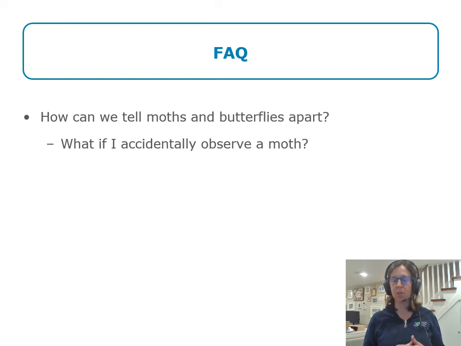If you accidentally observe a moth, it is totally fine. In fact, I would love it if you accidentally observe moths because I love people observing all kinds of insects, not just butterflies. But the important thing is that our Butterfly Blitz project on iNaturalist is set up to only include observations of butterflies. So if you add an observation of moths, it just won't be included in the project, and that is okay. But it will be included in maybe a moth project, and you'll be adding important information to that. So by all means, go out there and accidentally observe moths.